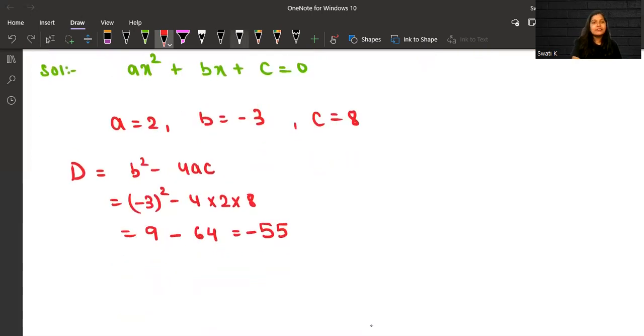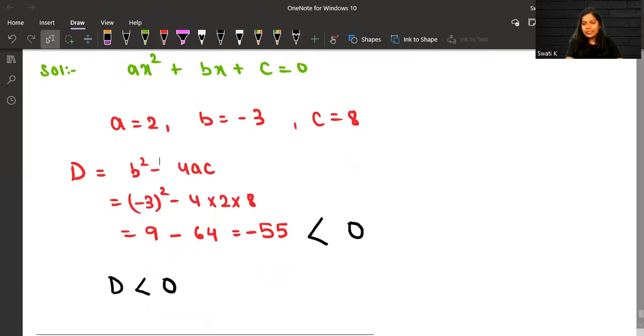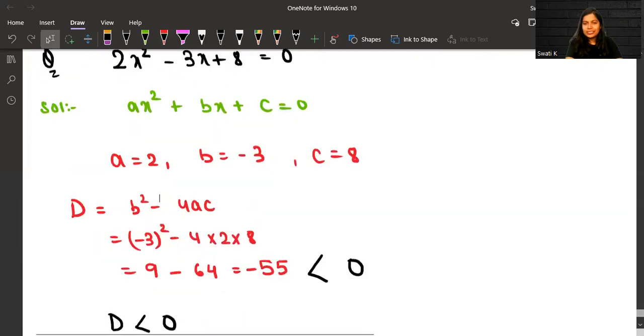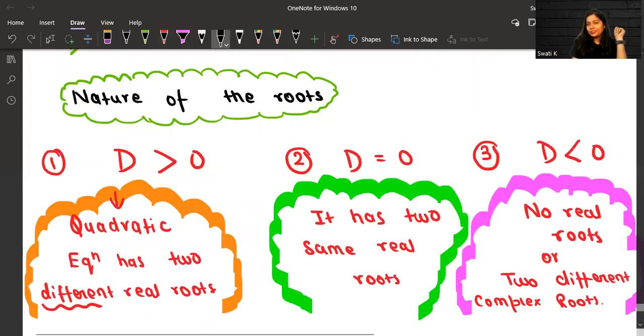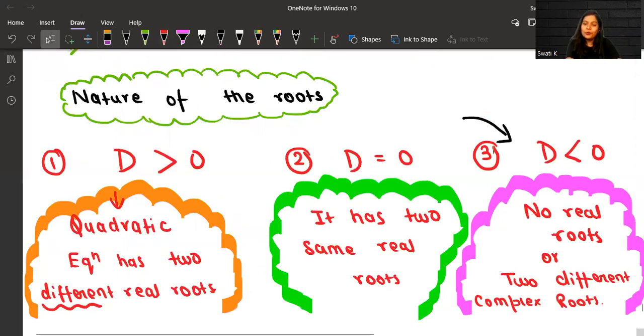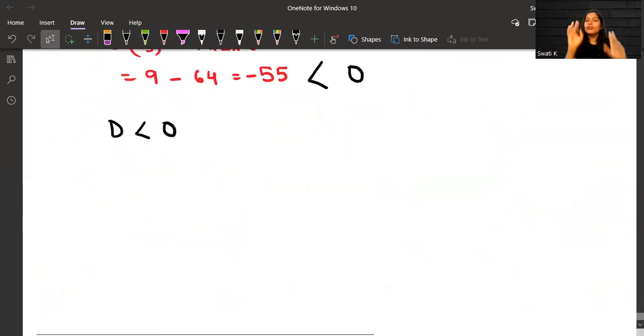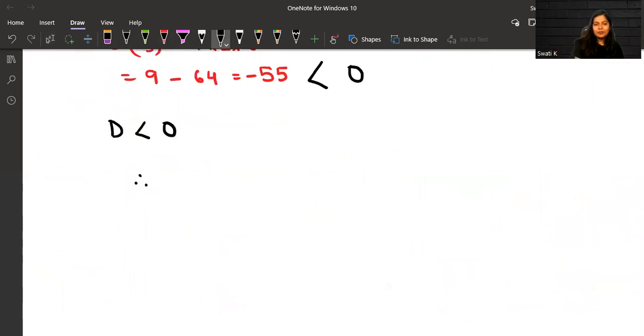And what is this minus 55? This minus 55 is less than 0. That means we got the third condition, that our discriminant is less than 0. So as you can see, in the third case, when the discriminant is less than 0, the answer is it has no real root. For the 10th grade students, I'm writing, therefore, no real root and you are done. That's it. You can leave the answer here only.